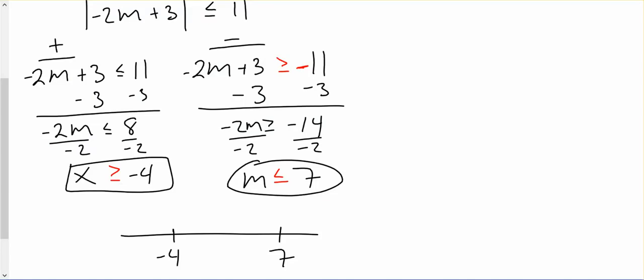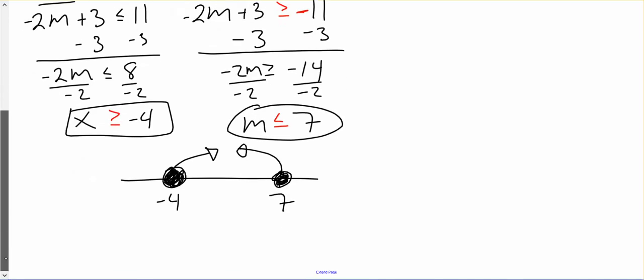At negative 4, we're greater than or equal to negative 4, so it's a closed circle, and greater than goes to the right. And at 7, we're less than or equal to 7, so it's a closed circle, and less than goes to the left. So this is an AND equation, so we're going to rewrite this: negative 4, 7, put our variable in the middle. I changed this variable from an m to an x, didn't I? Doesn't really matter, but let's keep it the same, m.